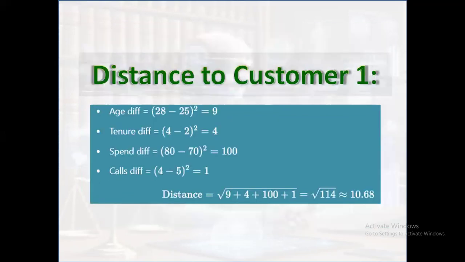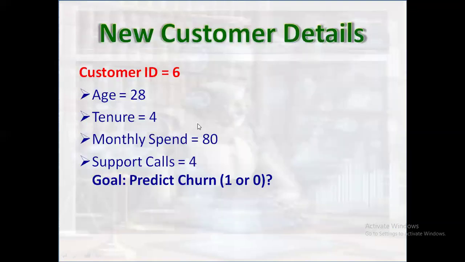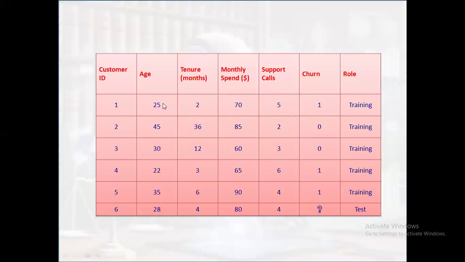We'll look into the distance calculations step by step. In this step, we calculate the Euclidean distance between the new customer and each existing customer. For customer 1, we calculate like this: the age difference is 28 minus 25 the whole square, plus 4 minus 2 the whole square, plus 80 minus 70 the whole square, plus 4 minus 5 the whole square.